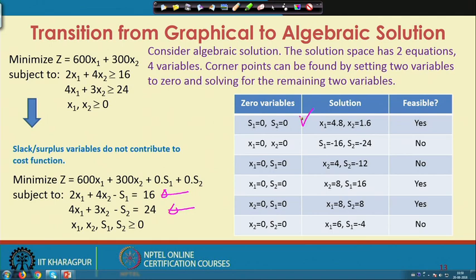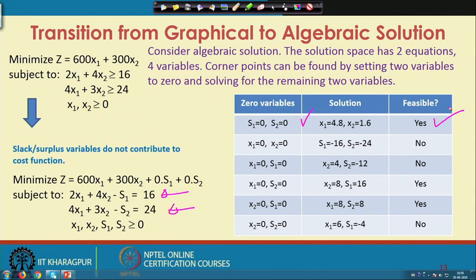The question I ask now is, is this solution feasible? That means, does this solution satisfy all the constraints? Yes, it does, because x1, x2 are all greater than 0. Similarly, S1, S2 both are 0. So, they satisfy S1 greater or equal to 0, S2 greater or equal to 0. So, the solution is feasible. In fact, this is the optimal solution as we have seen in the previous lecture.